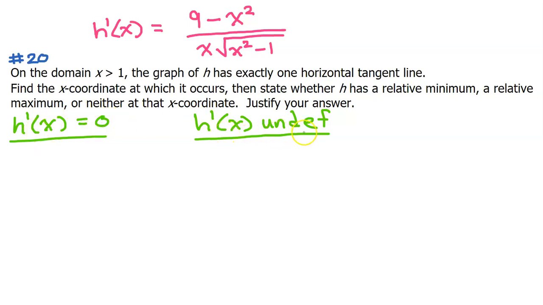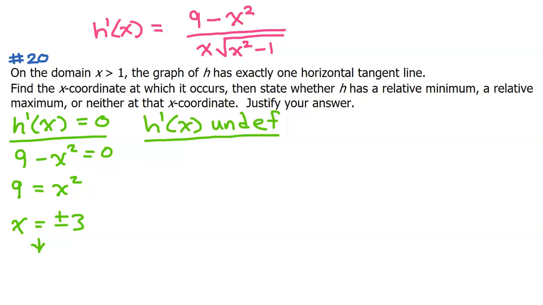Relative extrema occur at critical numbers, and that's where h prime is equal to 0, or where h prime is undefined. This fraction will only equal 0 when the numerator is equal to 0. So we have 9 minus x squared is equal to 0. Adding x squared to both sides, we have 9 equals x squared. Taking the square root of both sides, we have x is equal to plus or minus 3. So we have two critical numbers so far. These are possible locations of relative extrema.